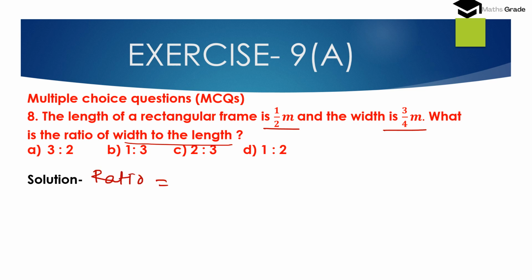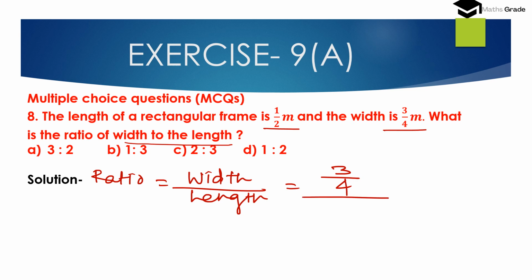So the ratio of width to that of length. Width divided by length is, width is 3 divided by 4 and length is 1 divided by 2. So 3/4 divided by 1/2.